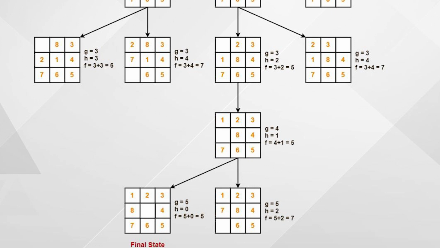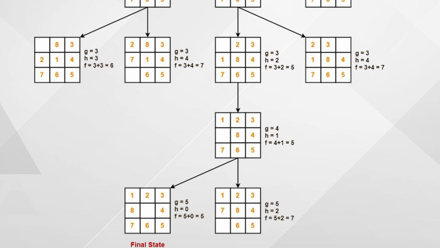So in our next option we have blank 2 3 1 8 4 7 6 5. So our G is equal to 3, H is equal to 2. So our F is equal to 3 plus 2 is equal to 5. And here we have next neighbor, that is 2 3 blank 1 8 4 7 6 5. So our G is equal to 3, H is equal to 4. So our F is equal to 3 plus 4 is equal to 7.